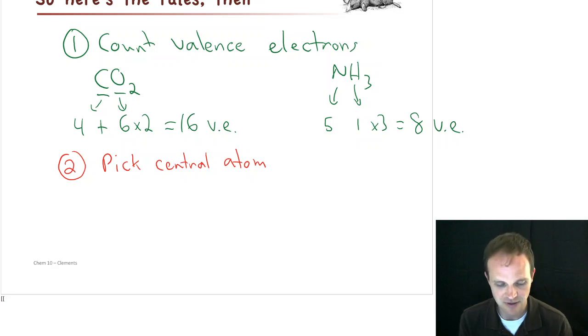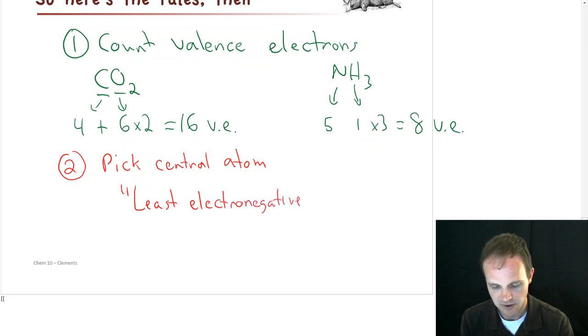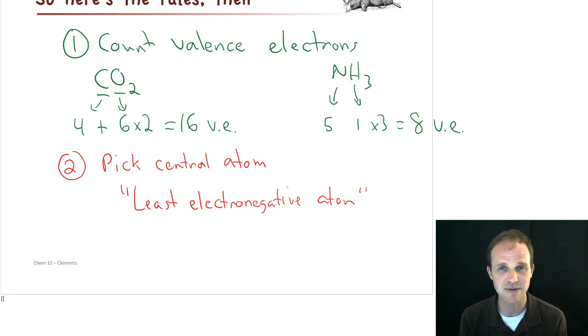How do we pick the central atom? The official rule is the least electronegative atom is our central atom. However, we don't know what electronegativity is yet, so I'm going to give you a slightly different rule. Gets you pretty much the same result. Okay?